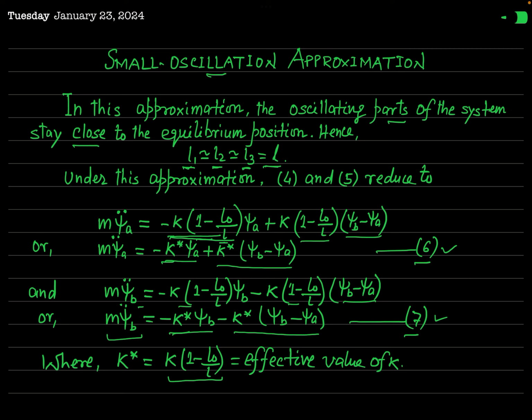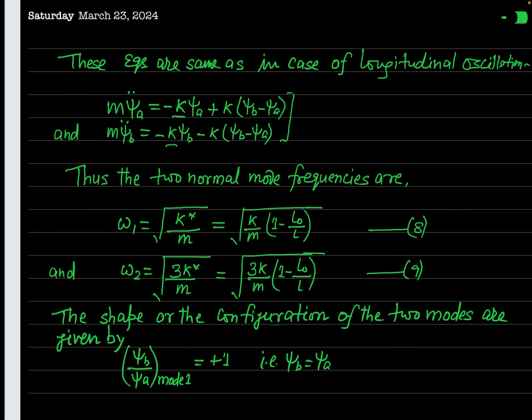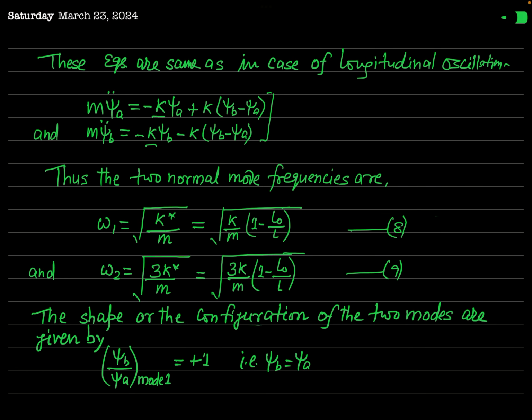So we can find now the frequencies of the normal modes of vibration, because you know in case of longitudinal oscillation the frequencies of normal modes of vibration are what? The frequency of vibration for the first mode is omega 1 equal to a square root of K by M, and that of the second mode, omega 2, is a square root of 3K by M.